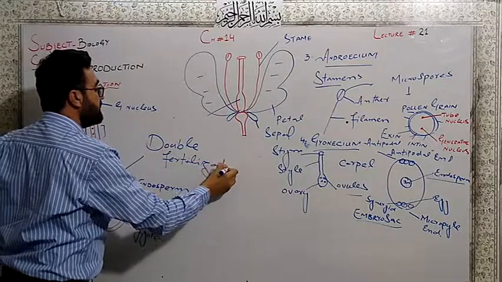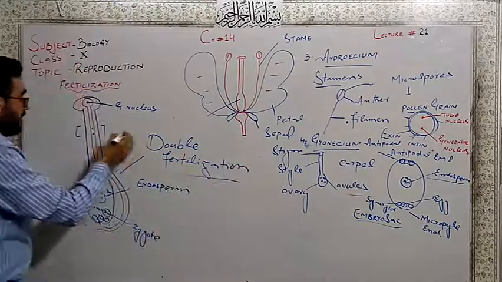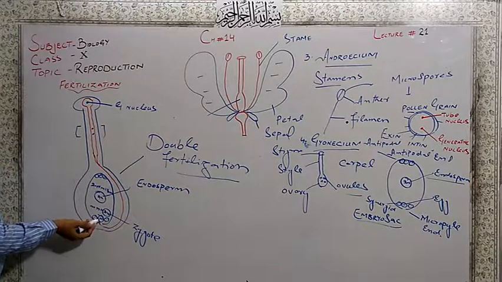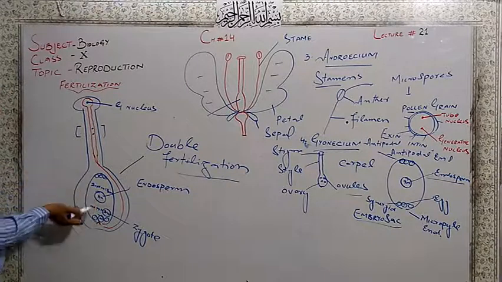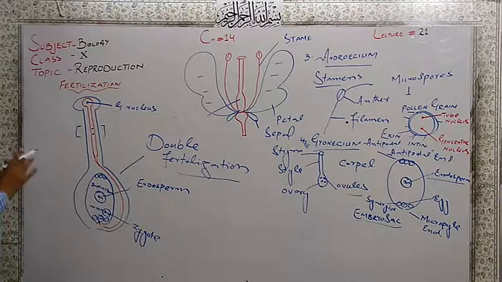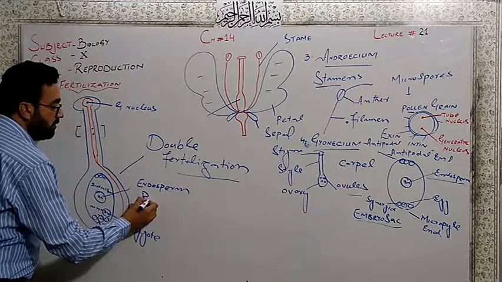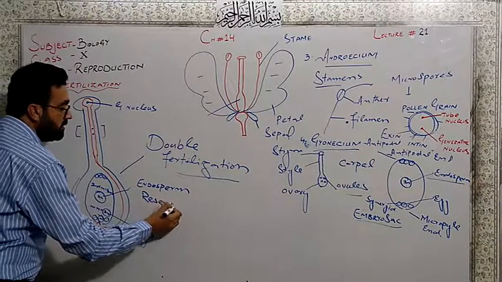This type of fertilization is called double fertilization, in which the sperm not only fertilize the egg but also fertilize the endosperm. This is called double fertilization. So the endosperm will be the future reserve food for the seed.